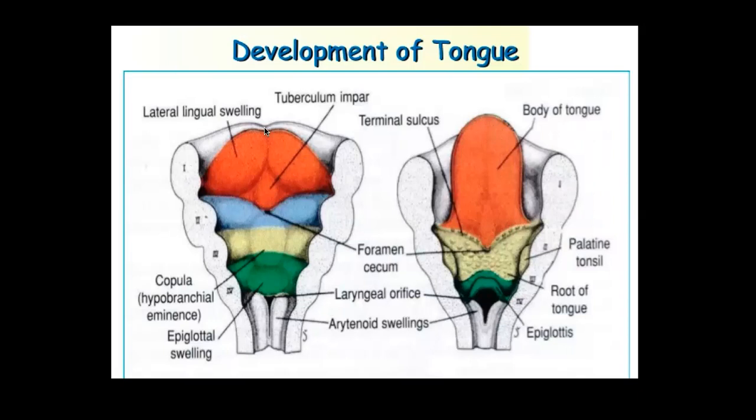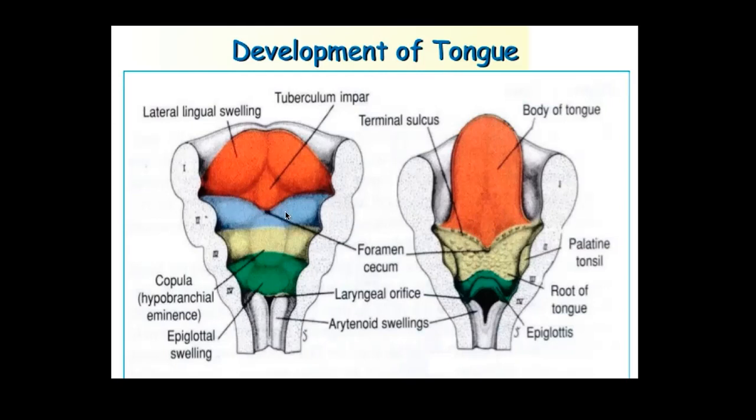Here we can see from the first arch, 2 lingual swellings. From the second arch onwards, we get tuberculum impar, but actually what happens is slowly it distributes from the second arch and enters into the first arch. So now totally these 3 swellings will be present in the first arch itself. These 3 swellings join together. 2 lingual swellings and 1 tuberculum impar join together and form the anterior 2/3 of the tongue. So this is the anterior 2/3 of the tongue.